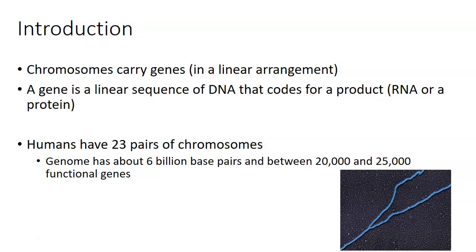We know that humans have 23 pairs of chromosomes, and so if you take a look at all those chromosomes and you figure out exactly what their length is, what we found is that the human genome is about 6 billion base pairs in length, and when you do the math, we think that there's about 20 to 25,000 functional genes within those 6 billion base pairs.